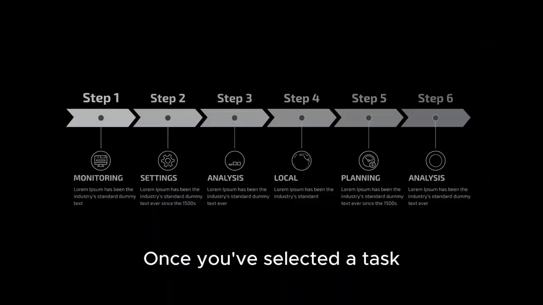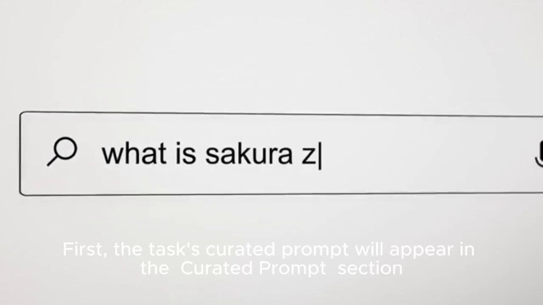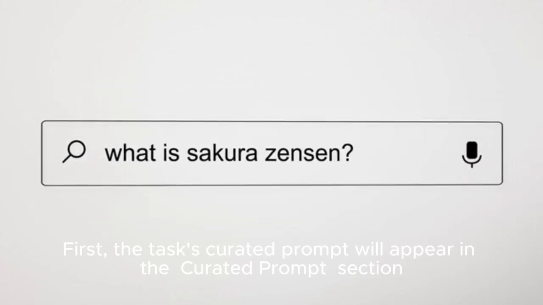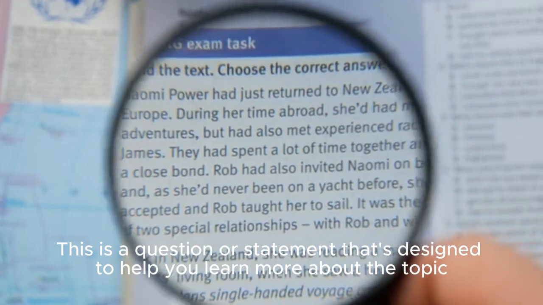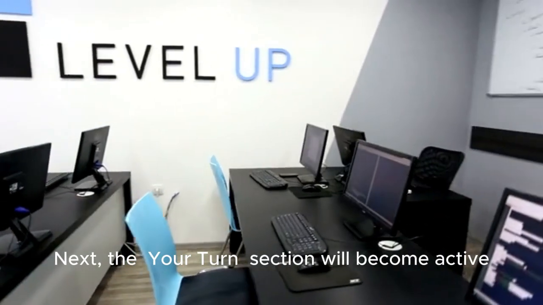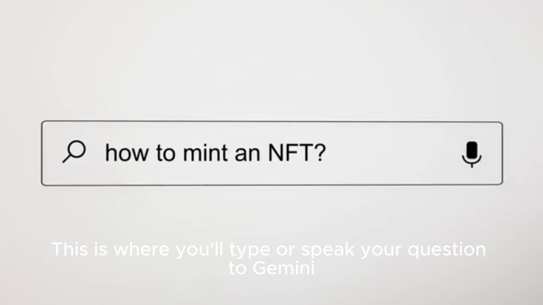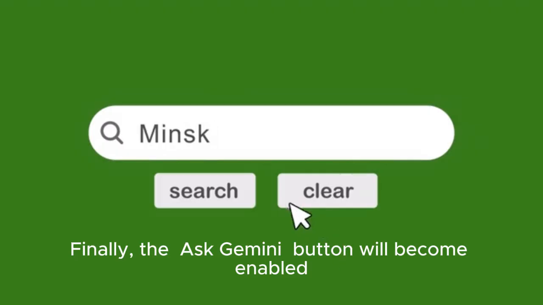Once you've selected a task, you'll see a few things happen. First, the task's curated prompt will appear in the curated prompt section. This is a question or statement that's designed to help you learn more about the topic. It's also a good place to start when asking questions about the topic. Next, the Your Turn section will become active. This is where you'll type or speak your question to Gemini. Finally, the Ask Gemini button will become enabled.